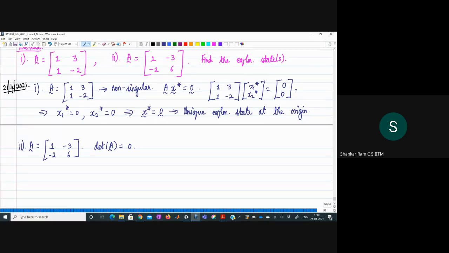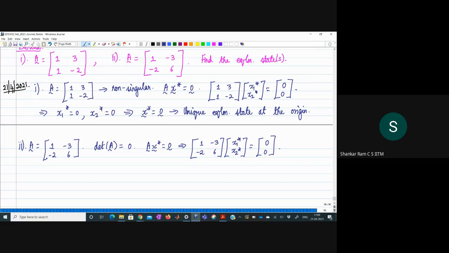So the rows and columns are not independent of one another. They are related by a constant factor, right? So consequently, the matrix A is singular. Then what happens? Let's find out how we calculate the equilibrium state in this case. So once again, we set A x star equal to 0. So this will lead us to the matrix 1, minus 3, minus 2, 6, times x1 star, x2 star, is equal to 0 and 0.